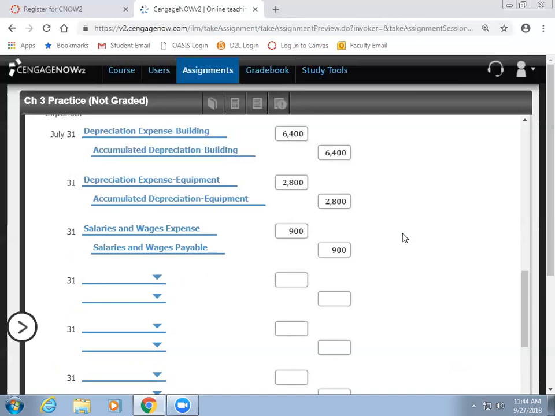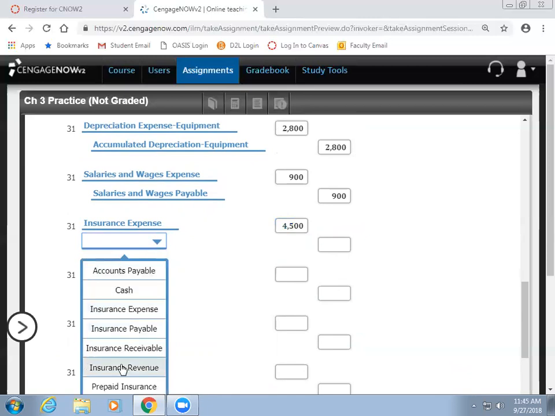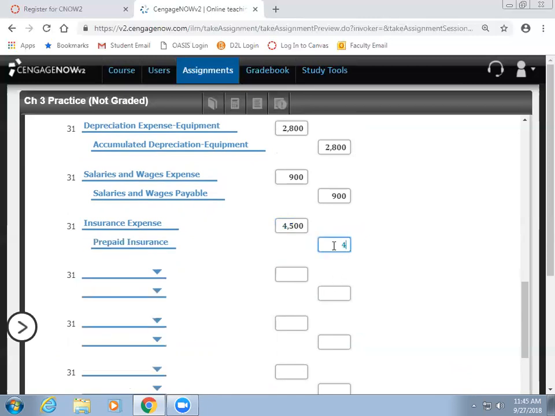You were right. I knew what you meant, right? So that's a credit to show the insurance that's been used up. So what account do I debit? Perfect. Insurance expense gets debited, and it's for that $4,500. And then I credit prepaid insurance, $4,500. So then it will accurately have the ending balance of $1,500.